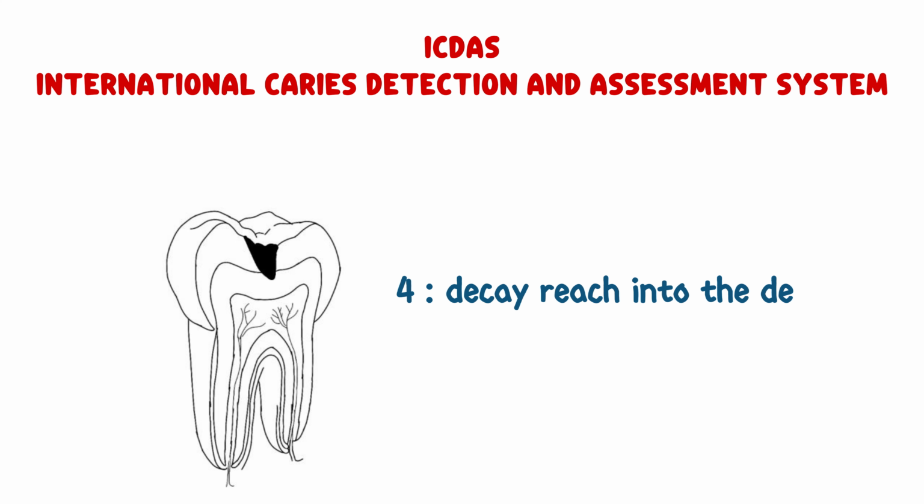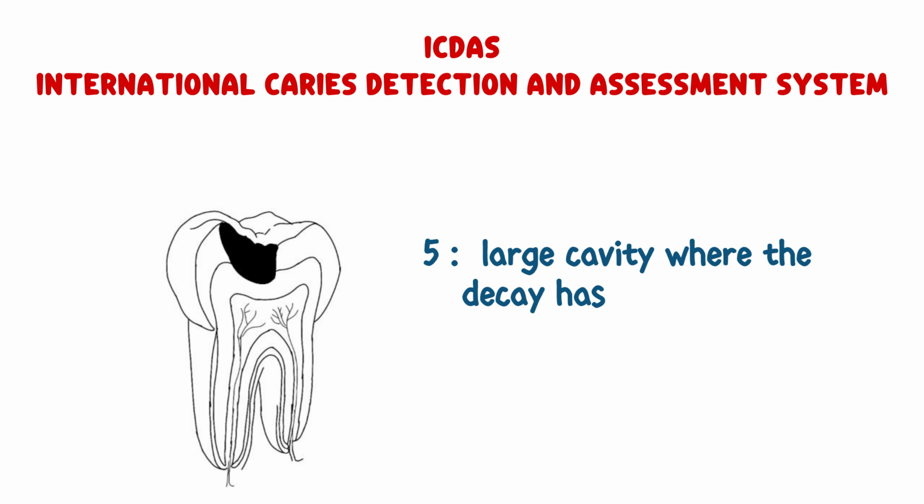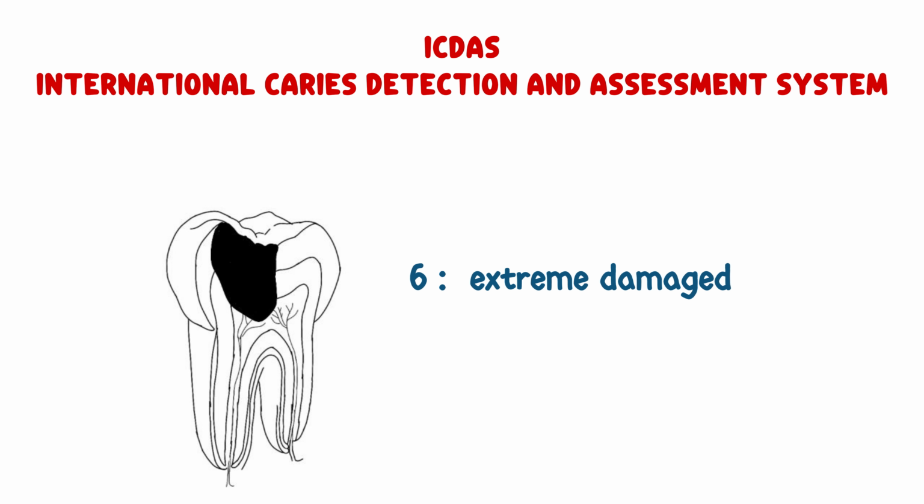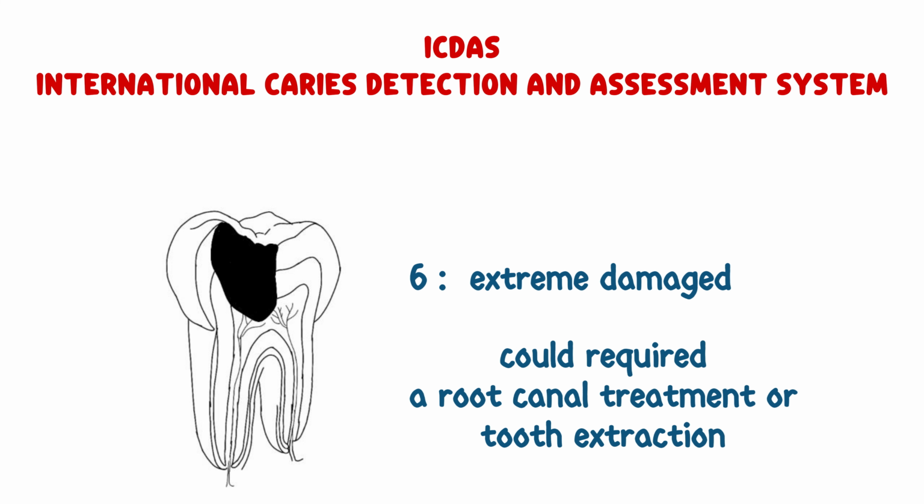4. Signs of decay extending into the dentin, requiring restorative treatment. 5. Represents a large cavity where the decay has extensively involved the dentin. The cavity is now clearly visible to the naked eye, and a significant portion of the tooth structure may have been destroyed. Finally, 6 is the most severe stage. The decay has extensively damaged the tooth, with more than 50% of the dentin exposed. And the damage might be so severe that root canal treatment or tooth extraction could be required.